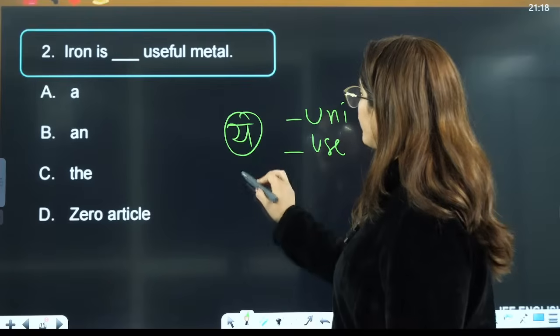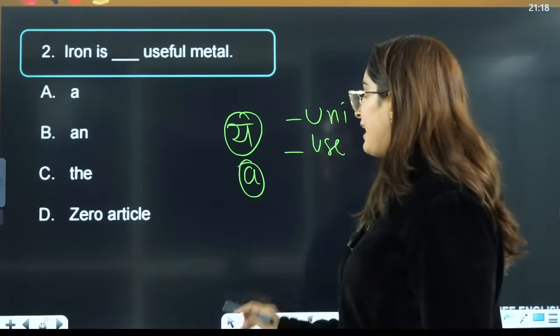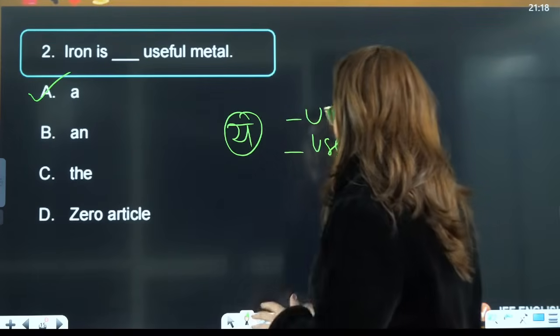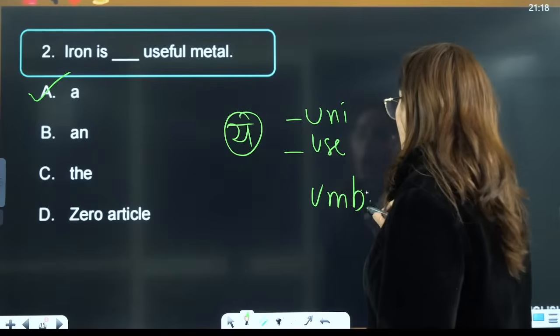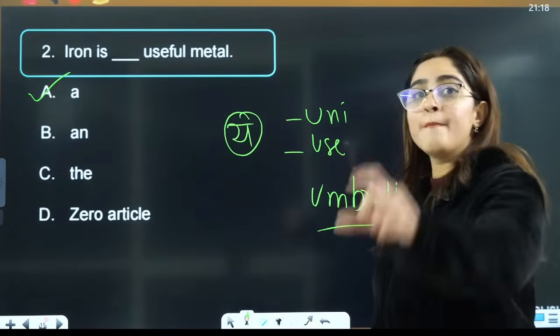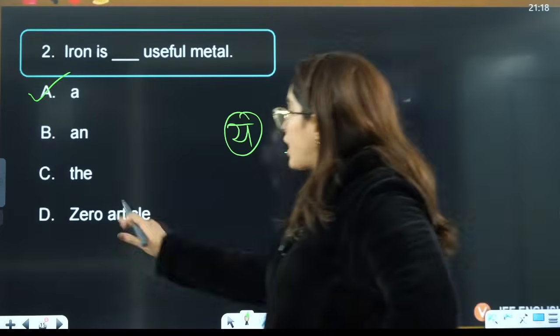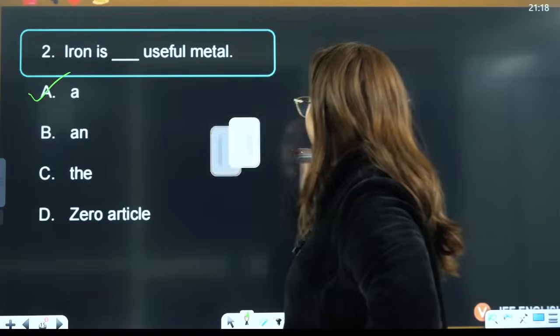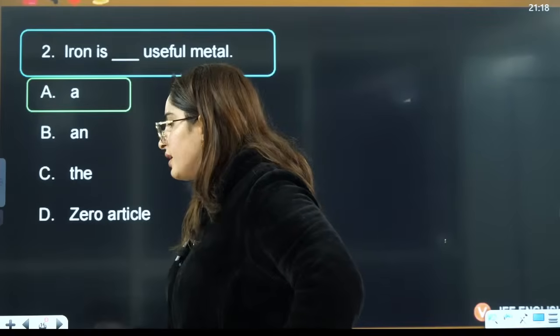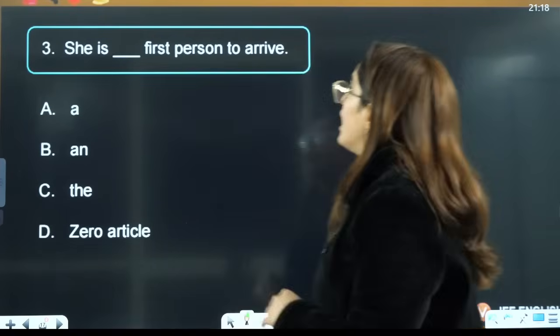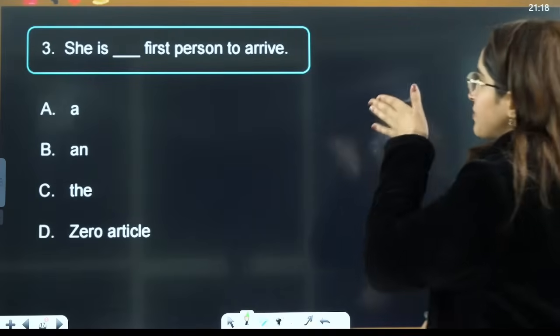In case of you, use a. It is not a vowel sound, so you will use a. If I say umbrella, I am saying it is in the vowel sound, so I'll use an. So here I'll use only a, right? She is dash first person to arrive.